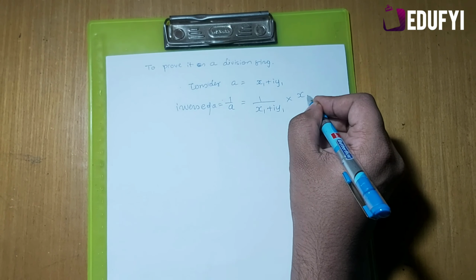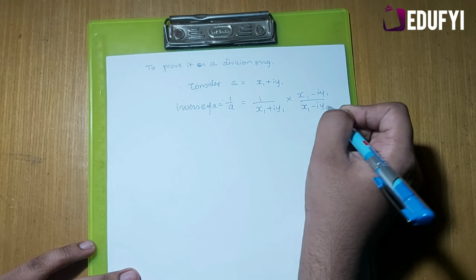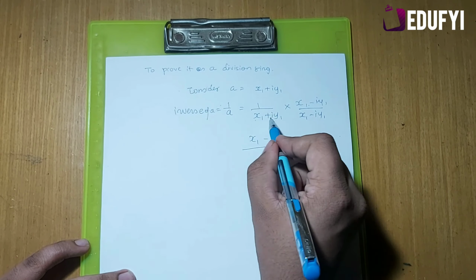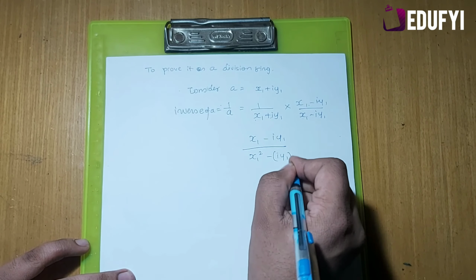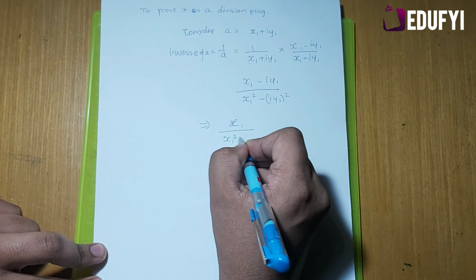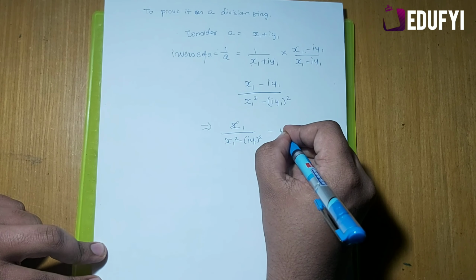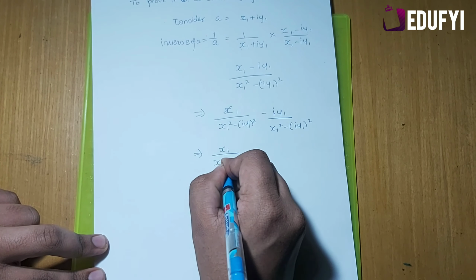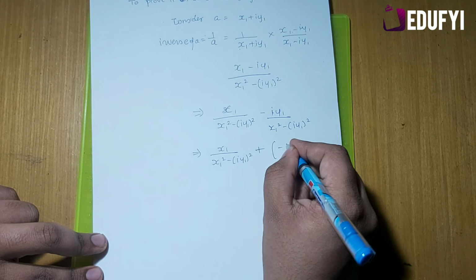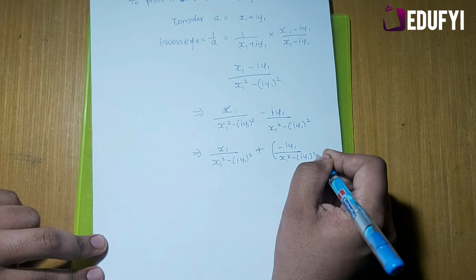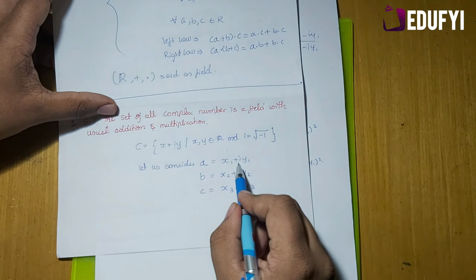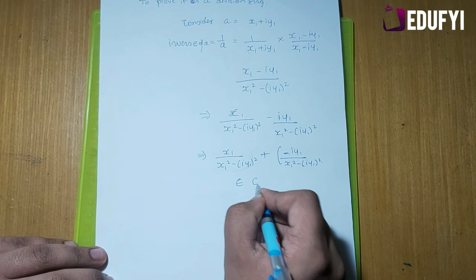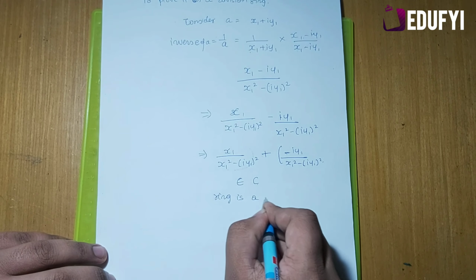Now we multiply it with x1 minus iy1 by x1 minus iy1, so this cancels and it becomes the same as 1. Multiplying, using (a plus b)(a minus b), the denominator is x1 square minus (iy1) whole square. We will split the denominator. So x1 by (x1 square minus (iy1) whole square) minus iy1 by (x1 square minus (iy1) whole square), which we can write as x1 by (x1 square minus (iy1) whole square) plus, taking the minus inside, iy1 by (x1 square minus (iy1) whole square). This is the same form as what we considered over here, that is x1 plus iy1. So this proves that this also belongs to the complex numbers, and so this proves that the ring is a division ring.